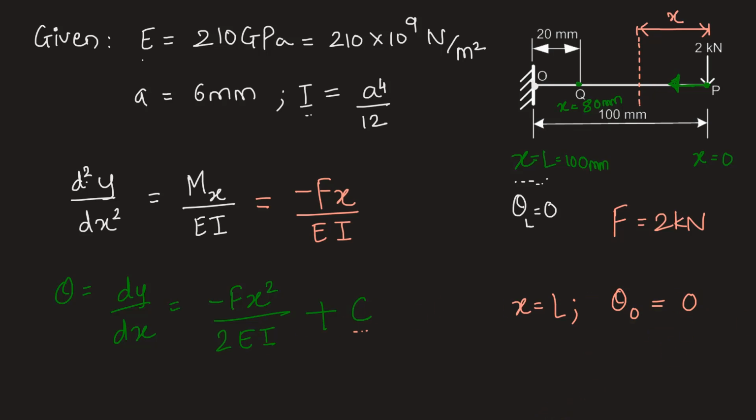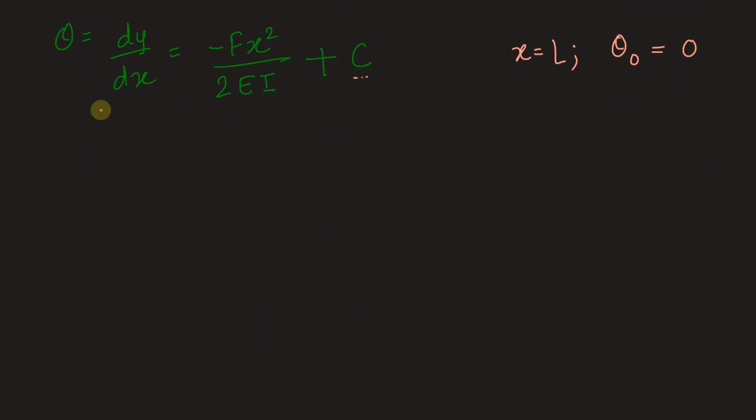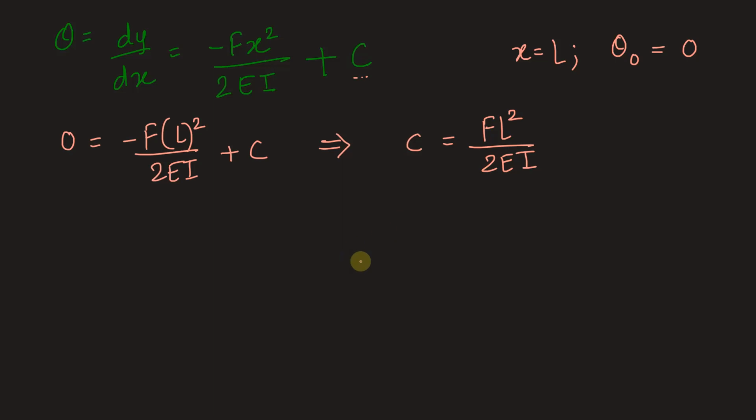If we put this boundary condition in this equation, we'll have the value of C. Hence theta is 0, equal to minus F, with x put as L, L square by 2EI, plus C. By solving this, we get C is equal to FL square by 2EI. Let's put the value of C here and write the governing equation. So theta is equal to FL square by 2EI minus Fx square by 2EI. Over here we can take F by 2EI common, into L square minus x square.